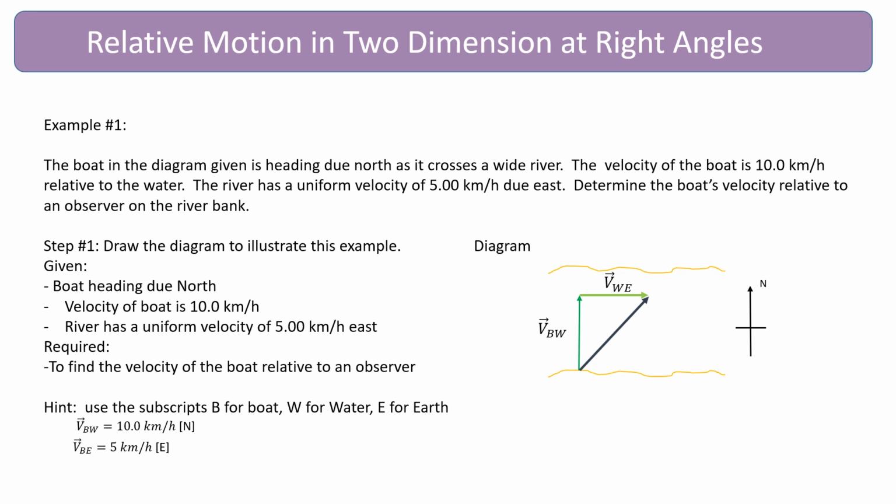And the final velocity is shown by the arrow connecting the terminal point of the first velocity to the initial point in your final velocity. So what are we trying to find? We're trying to find the length of BE, and we're trying to find angle theta.